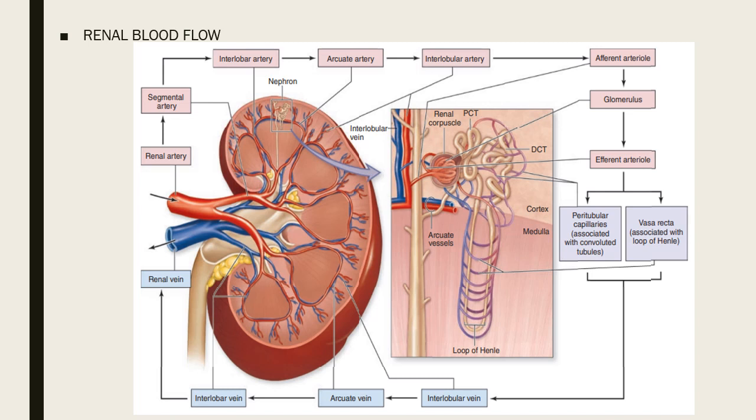Your glomerulus is a tuft of eight capillaries. Your glomerulus will form into an artery again, called your efferent arteriole. Your efferent arteriole will subdivide to form your capillaries, your peritubular capillaries and your vasa recta. Then you have your interlobular vein, to your arcuate vein, to your interlobar vein, and finally to your renal vein.